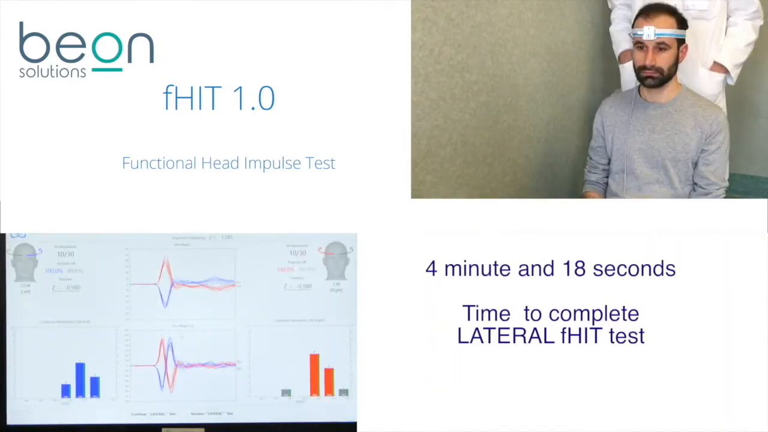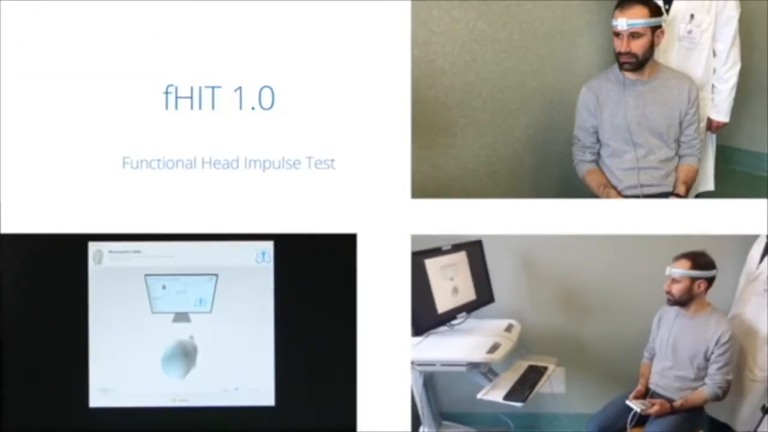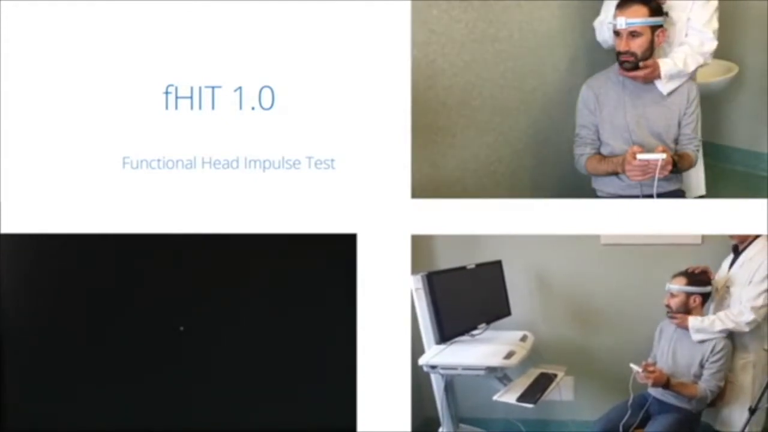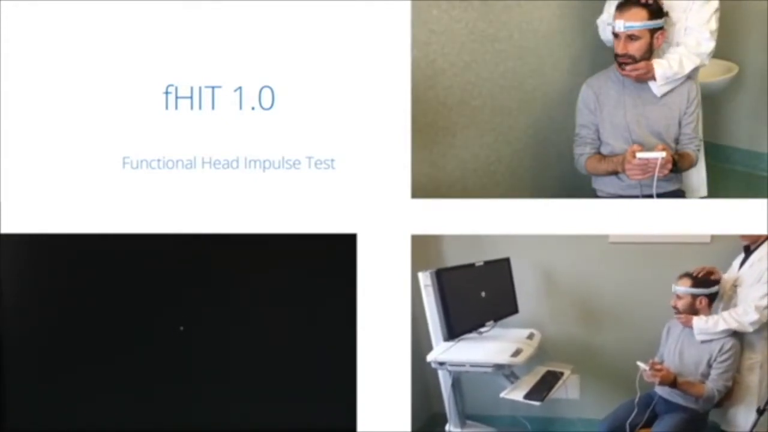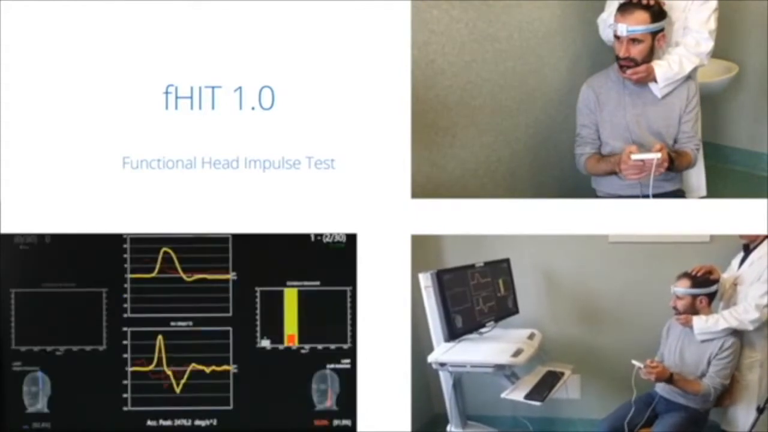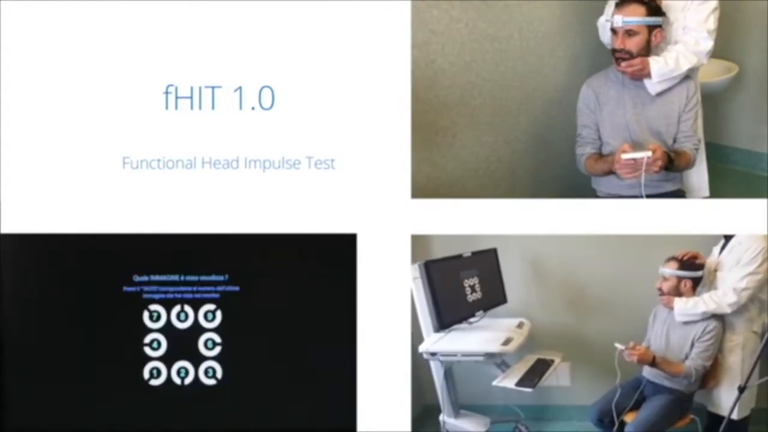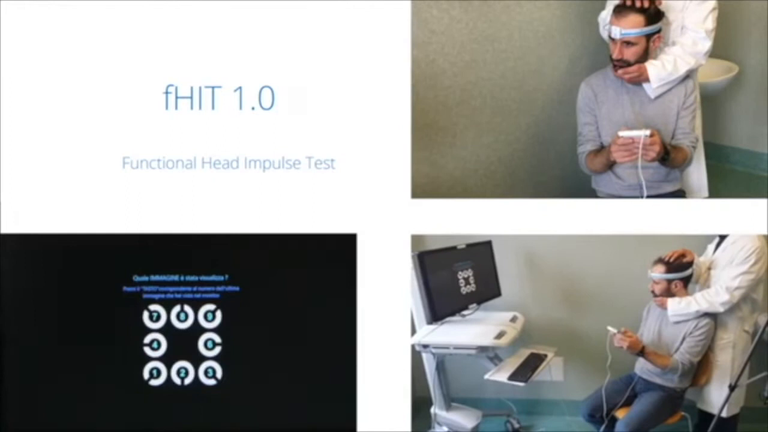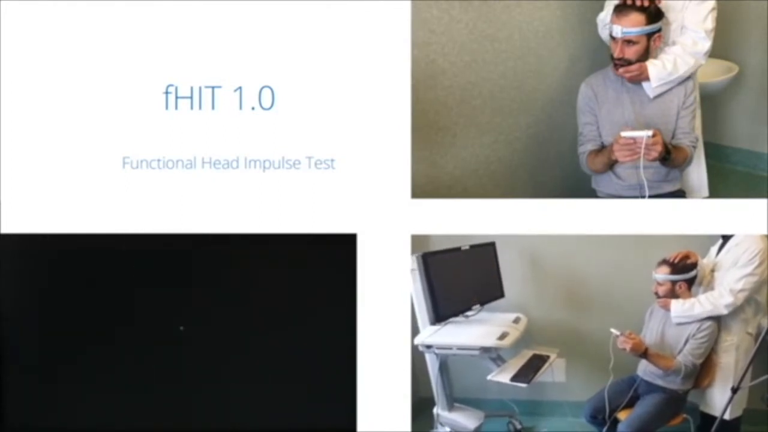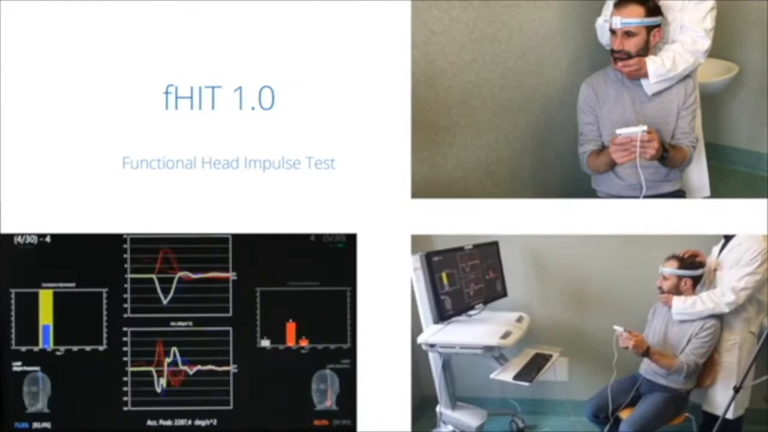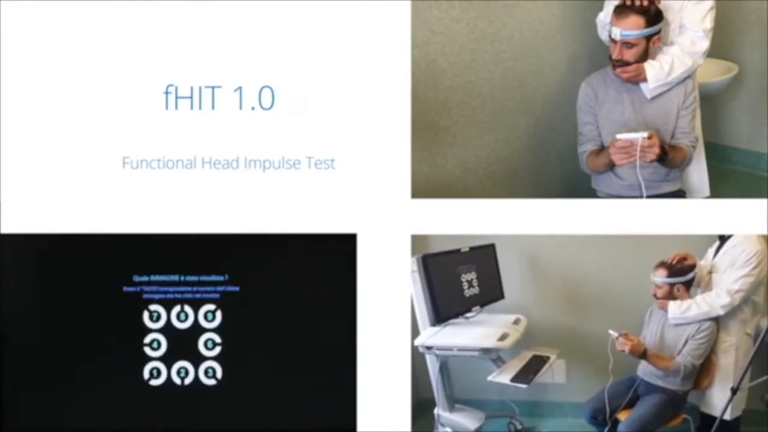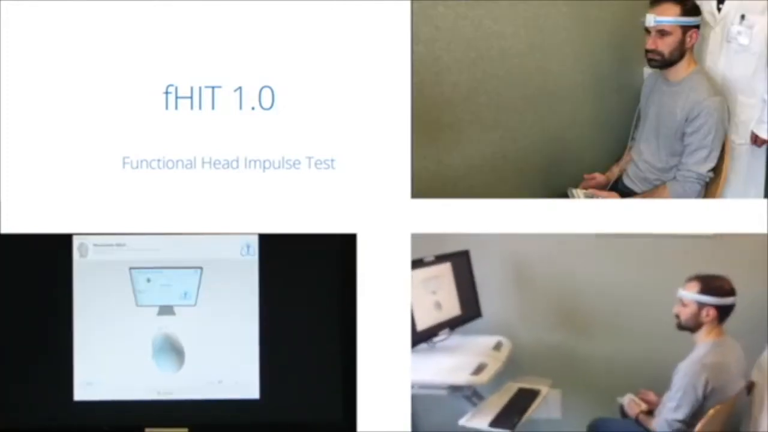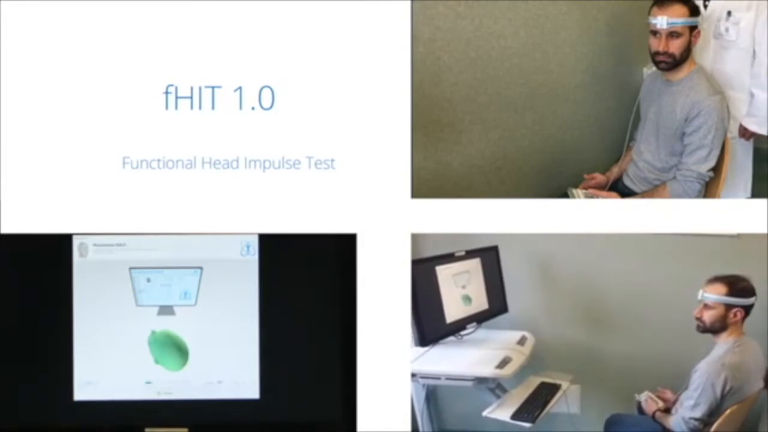To test the left anterior right posterior canals pair, the patient's chair is rotated 45 degrees to the left and the patient turns his head to the right to face the screen. The experimenter will then impose downward and upward head impulses in the patient's sagittal plane. Symmetrically, for testing the right anterior left posterior pair, the chair is turned to the right 45 degrees and the patient turns his head to the left.